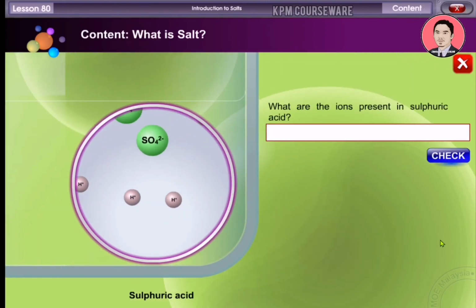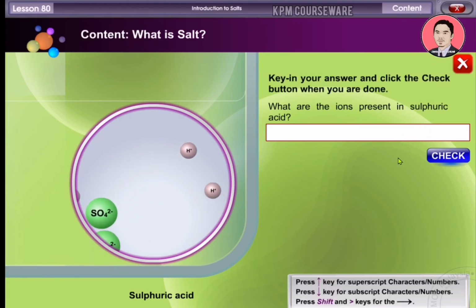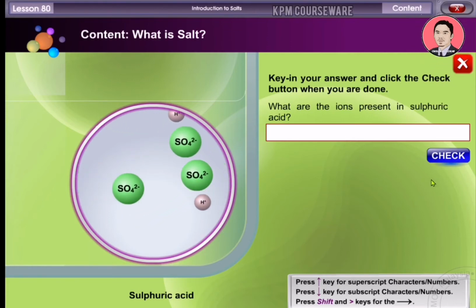What are the ions present in sulfuric acid? Key in your answer and click on the check button when you are done.